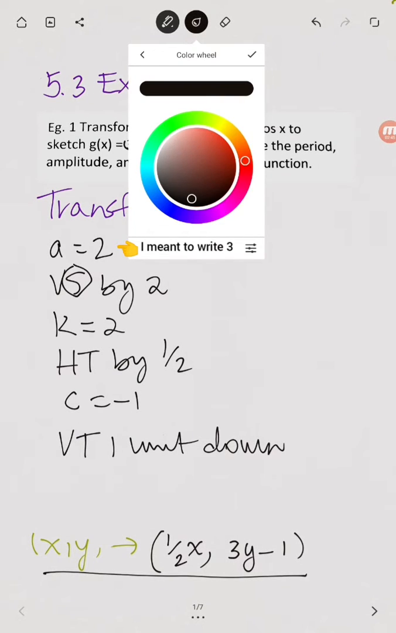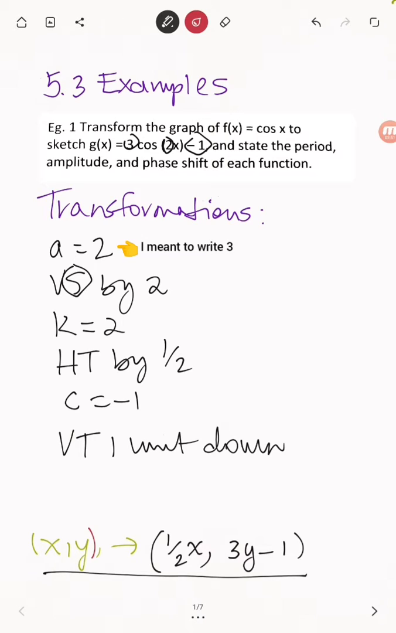When we apply all of those transformations to a general point (x, y), we get (1/2 x, 3y - 1). Make sure you apply the horizontal transformations to the x value only and the vertical transformations to the y value only.